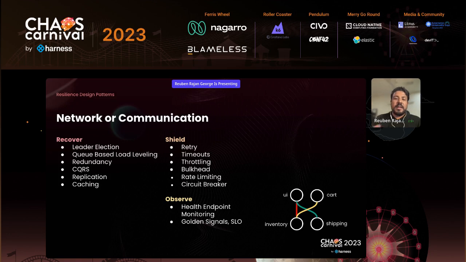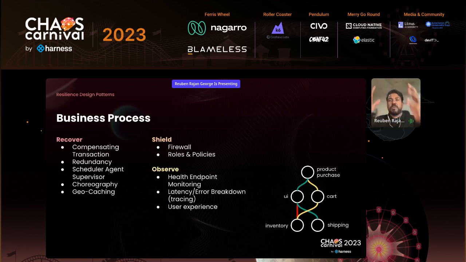Now, let's go a little higher. This is talking about the more global, more zonal level of fault tolerance, and here are some design patterns. At a business process level, we are looking at, say, product purchase as an example. This includes these application function groups deployed into, and we're going to take the example of redundancy. That's the most simple example.